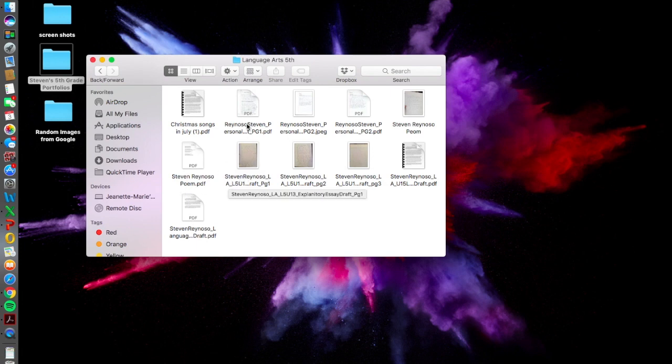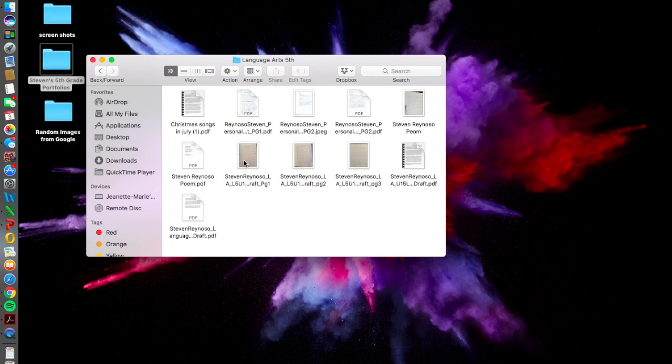So let's say it's a portfolio. This one was our personal narrative, so I name it Reynoso Steven, personal narrative, draft, page 1. This one was the explanatory essay. So it's Steven Reynoso, language arts, as that's what the LA stands for, lesson 5, unit 13. Oops, where did it go? And then explanatory essay, draft page 3. So that's how we do it.